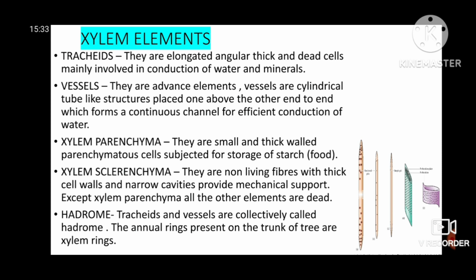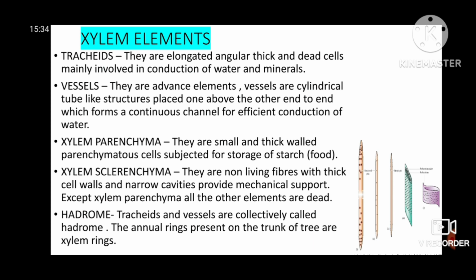Xylem parenchyma cells are small and thick walled, meant for storage of food, mainly starch. As we know, the main food for the plant is starch. That's why starch, also known as food for the plants, is transported from the xylem parenchyma. Xylem sclerenchyma are non-living fibers with thick cell walls and narrow cavity. As they are non-living, they are thick, and the narrow cavities provide mechanical support.